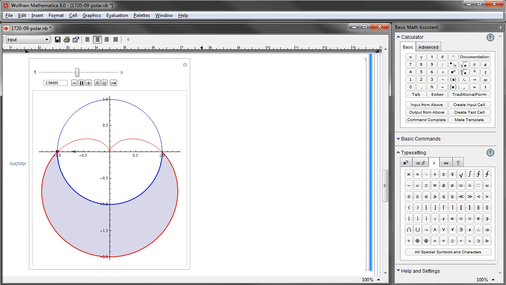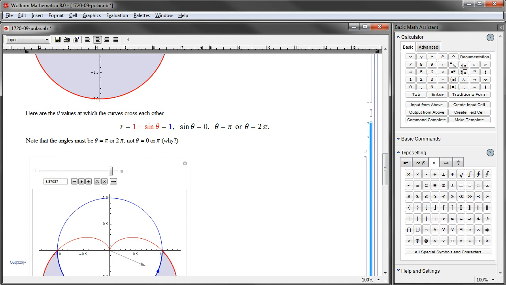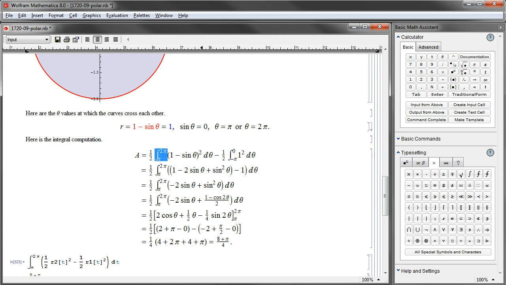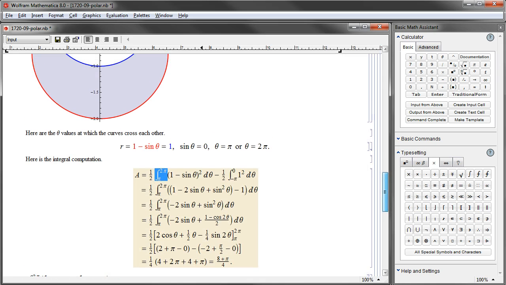Consequently, the integral has to be not from 0 to pi or 0 to 2 pi or anything, but it has to be pi to 2 pi. And then, well, okay, pi to 2 pi. Now the computation from this point on is pretty simple.